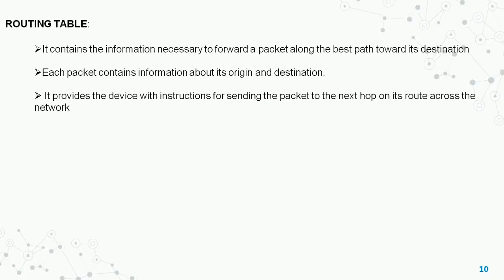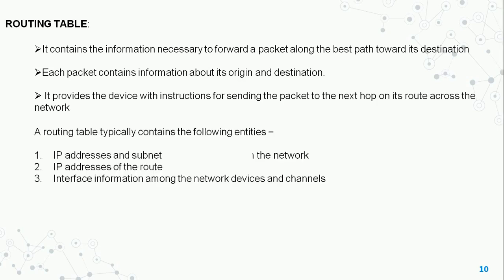What is a routing table? It contains the information necessary to forward a packet along the best path towards its destination. Each packet contains information about its origin and destination. It provides the device with instructions for sending the packet to the next hop on its route across the network. A routing table typically contains the following entities: IP addresses and subnet mask of the nodes in the network, IP addresses of the routers in the network, and interface information among the network devices and channels.